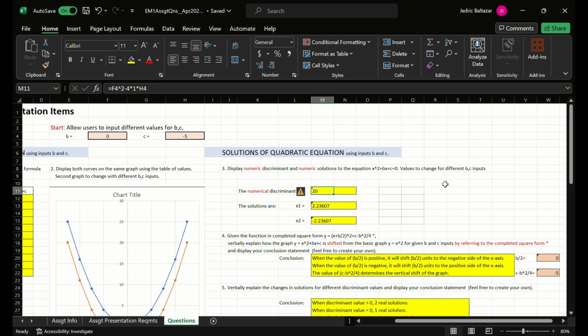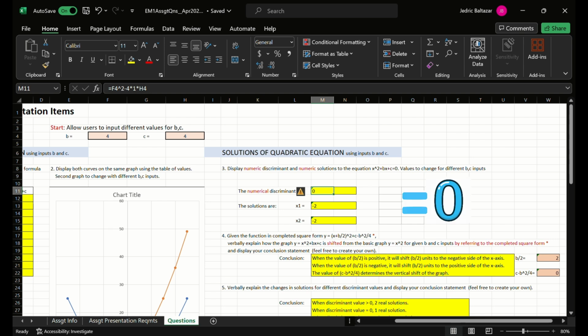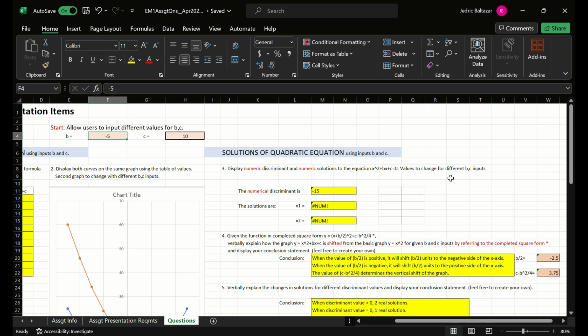The value of the numerical discriminant also determines the number of solutions the equation has. If the numerical discriminant is more than 0, it will have two real solutions. So here, my numerical discriminant value is 20, and it gives me two real solutions. If the numerical discriminant is equal to 0, it only has one real solution. So here, my numerical discriminant value is 0, and both the values of x that I receive is negative 2. And lastly, when the numerical discriminant value is less than 0, it will have two imaginary solutions, or as based on Excel, a number error, as you can see here.